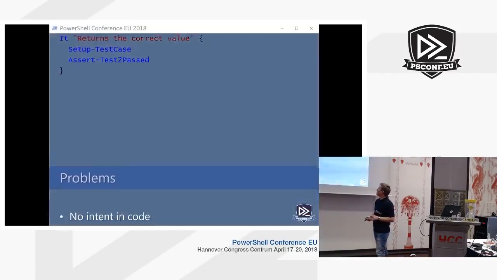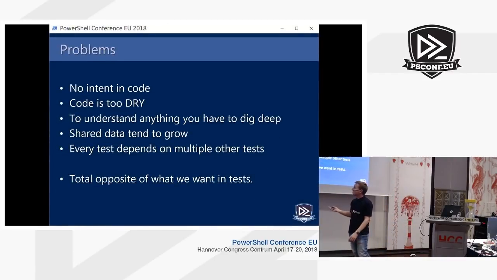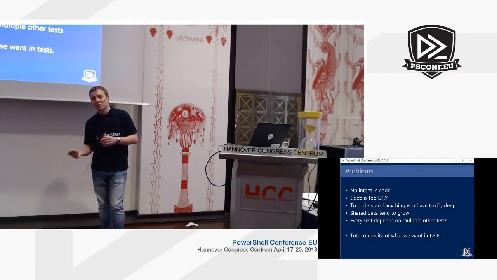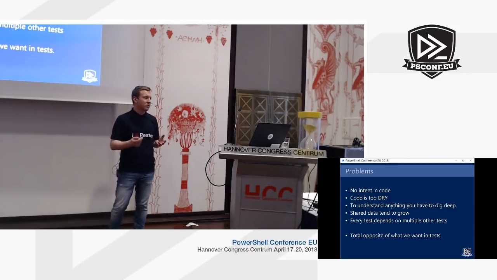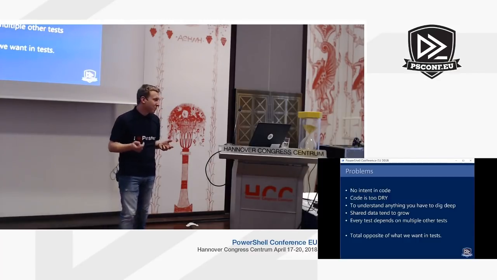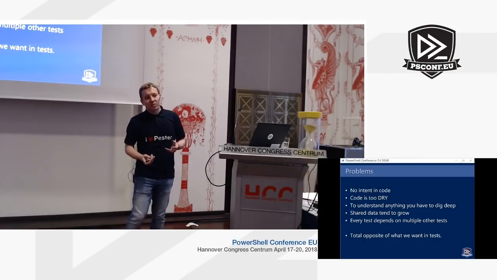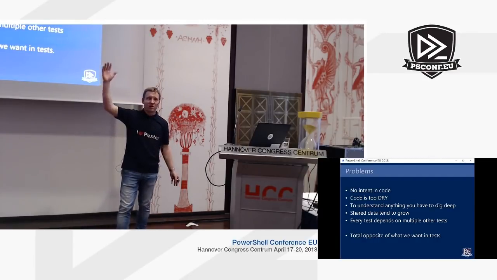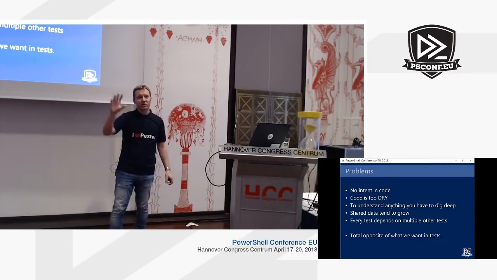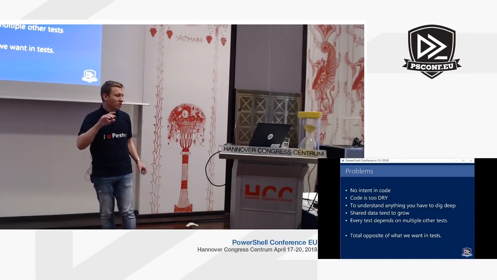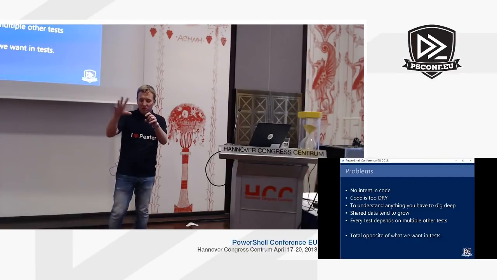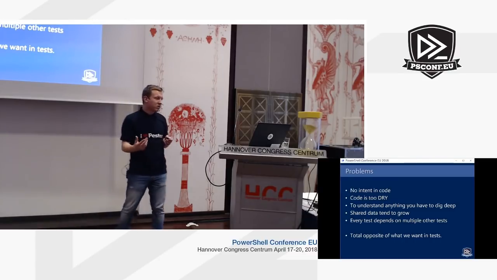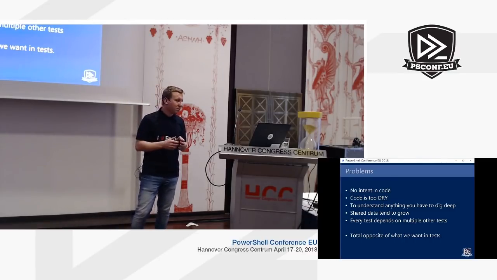Problems with this one: you have no intent in the code. The code is too DRY, meaning don't repeat yourself, which is a principle that developers like to apply, but in this case you shouldn't. And to understand anything, you have to dig deep inside of the code, and you don't want to do that. You want to have 600 tests, look at each one of them, and understand what's happening right away, not dig inside of the functions you have just to be able to find out what's happening.